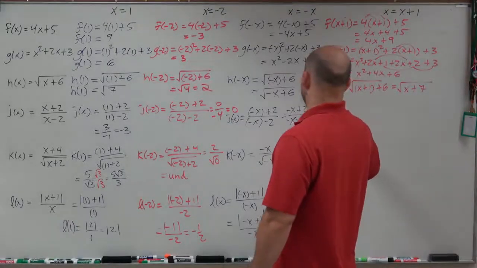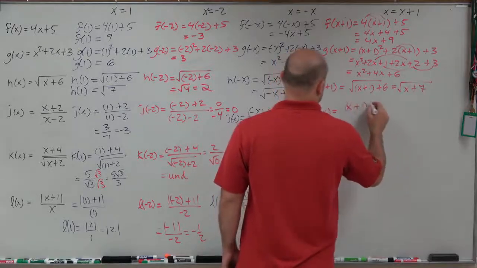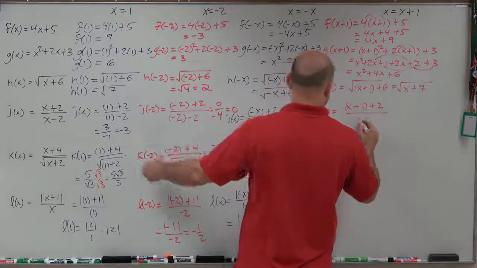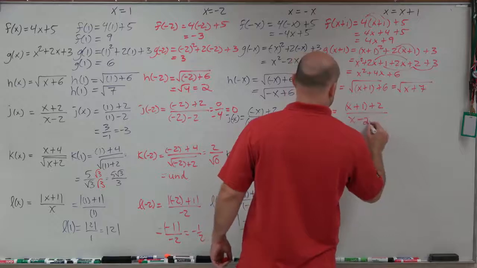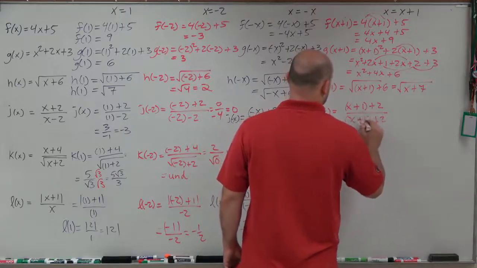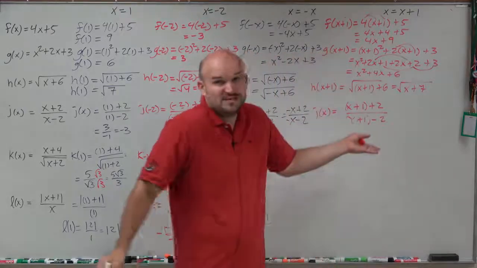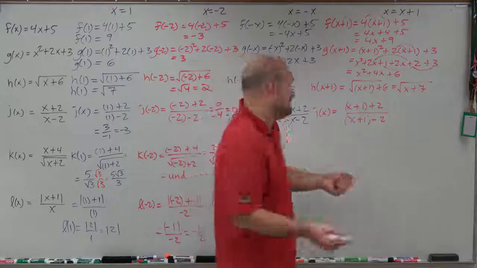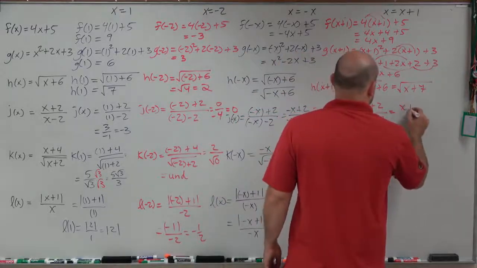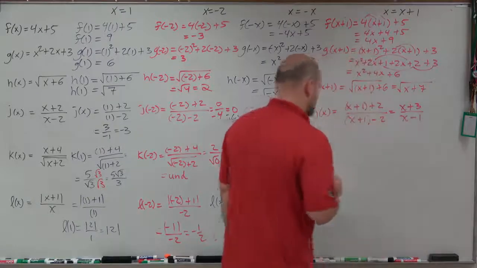Over here, we can have j of x plus 1, which is equal to x plus 1 plus 2, all over x plus 1 minus 2. Therefore, we just add the numbers. We can't do anything with the variables. We're just going to add the numbers, which would be x plus 3 all over x minus 1.